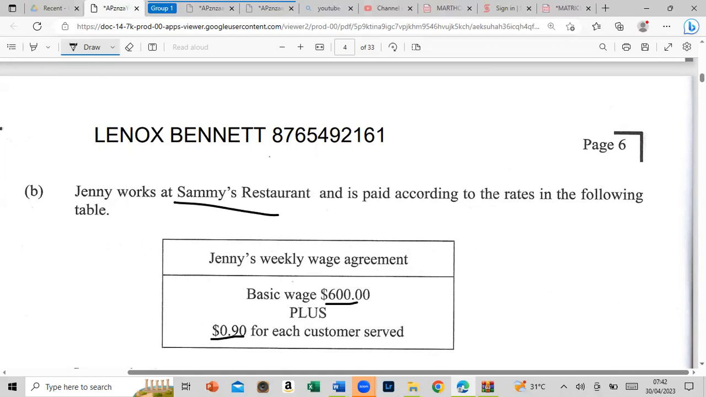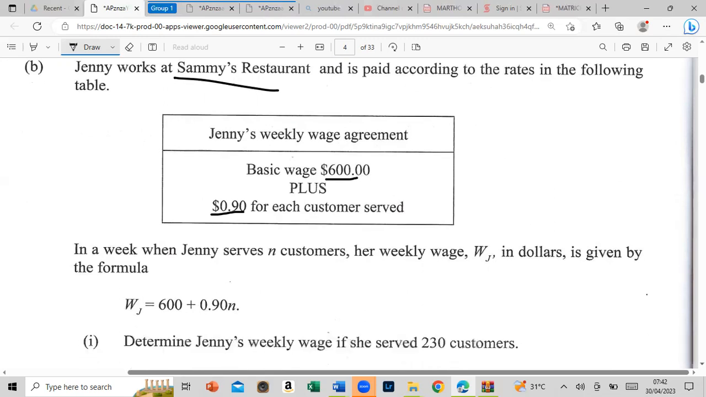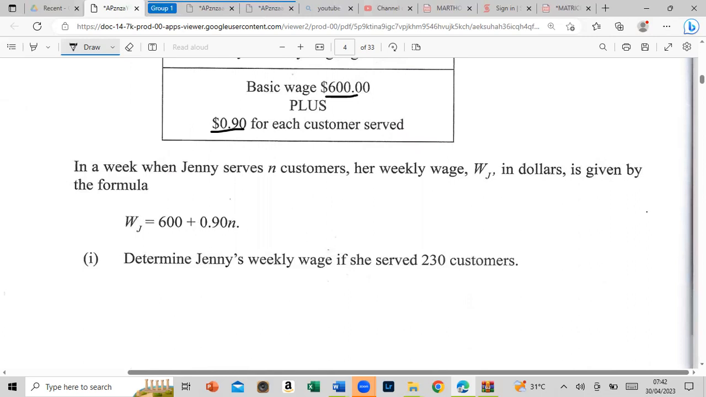So we have that. Let us go into it. So we have the rate. In a week, when Jenny served n customers, her weekly wage, so this is the wage in dollars, is given by the formula: the wage is equal to 600, which is the flat rate, plus 0.9 times the number of customers served. Determine Jenny's weekly wage if she served 230 customers.